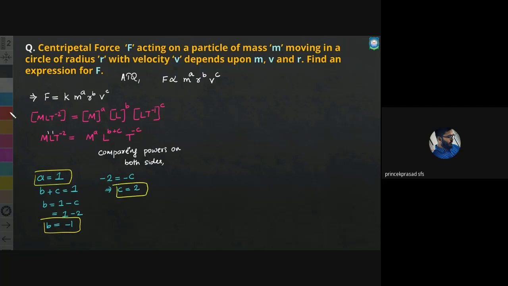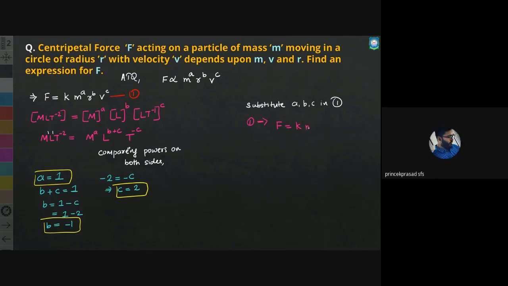Here also do one thing: mark this as equation number 1. Now as you got the powers, substitute a, b, c in equation 1. So what do you get? Equation 1 becomes what? F is equal to k into m raised to what? 1.